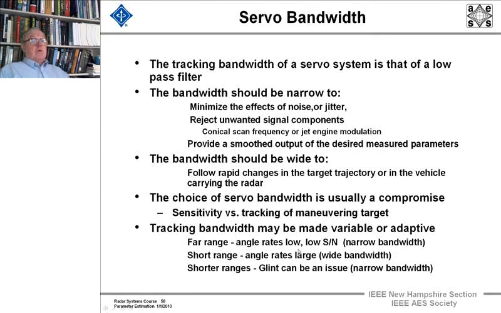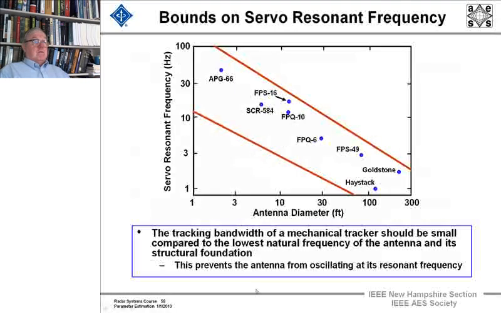So this is a whole field, with a lot of complex techniques that you can get into. For far ranges, low angle rates, and low signal-to-noise ratio, you'll have a very narrow bandwidth. At short ranges, the angle rates can be large and you want a wide bandwidth, and at shorter ranges, glint can be an issue to begin with.